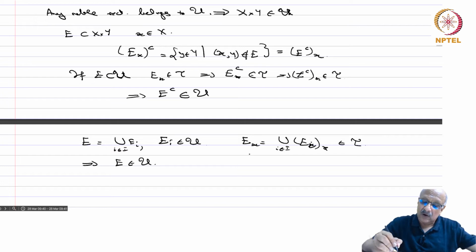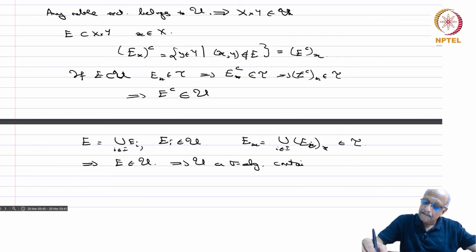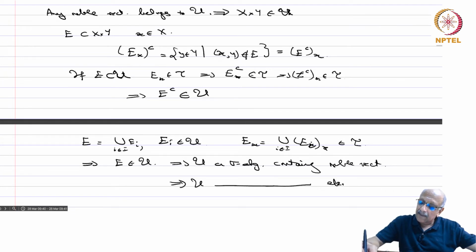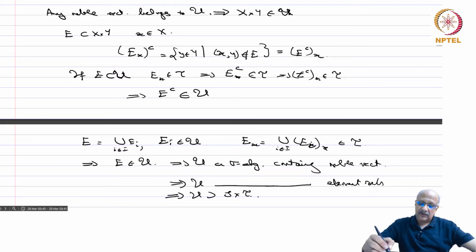It contains X cross Y, therefore U is a sigma algebra containing measurable rectangles. If it's a sigma algebra containing measurable rectangles, it's going to contain all the elementary sets, which implies U is a sigma algebra containing elementary sets, and so U contains S cross T. So every element in S cross T is in U, that means E sub x is in T.